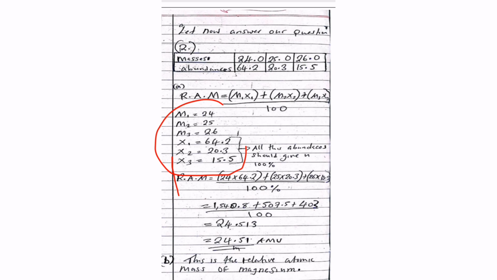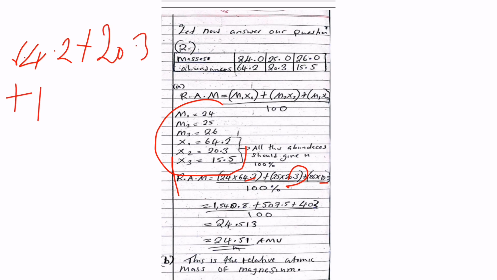All of those should give you 100%, right? Sometimes they'll give you the abundance for two of them but not for the third. What should you do? You just subtract. If you add 64.2 plus 20.3 plus 15.5, it should give you 100%. So it should always give you 100%.